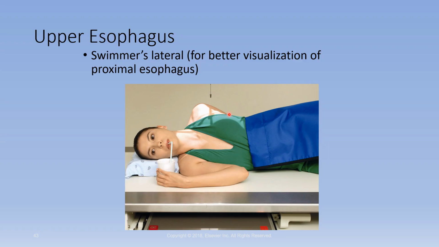When she does that, it allows better visualization of the upper esophagus, because you're actually pulling the shoulder and the humerus out of the way. Sometimes they'll ask, if the patient had an anomaly in the upper esophagus, what could you do in the lateral to better demonstrate that? Your answer would be a swimmer's lateral. The reason they call it a swimmer's is because when you swim, you have one arm going towards the water and one arm coming back to go back in the water, so it represents a swimming position.